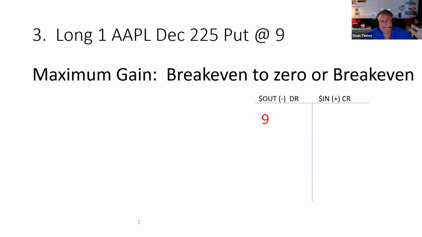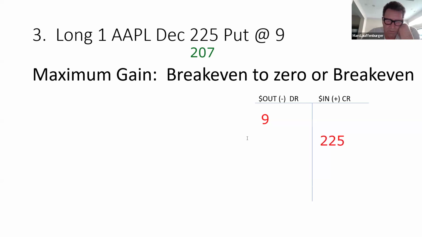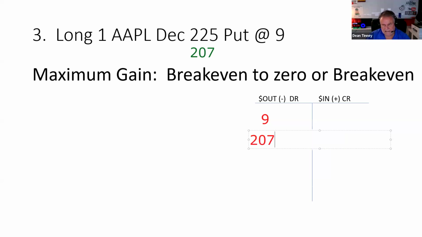All right, here we go with test phraseology. Your customer goes long one Apple December 225 put at 9, or buy, owner, holder, opening purchase, whatever. At expiration, Apple is 207. So the question is, am I going to exercise my 225 put if the Apple is 207? Yes. Absolutely. I'm going to buy it at 207 and I'm going to put it to you. I'm going to stick it to you.